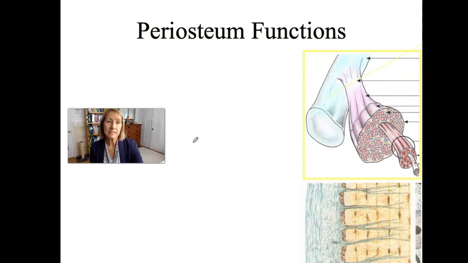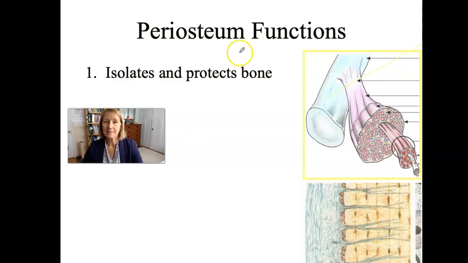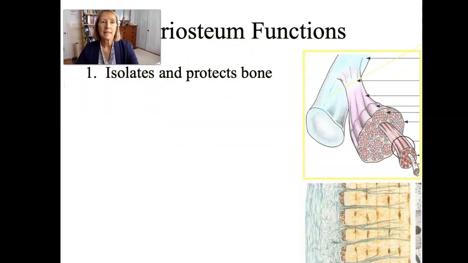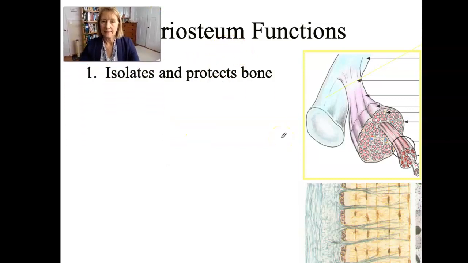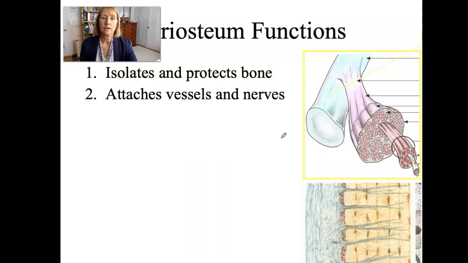The periosteum functions. We want to know, why is it there? Why do you have this very thick layer? It's going to protect the bone. It's going to isolate the bone. And it's also going to be a location of attachment to some of these vessels and nerves. So think of those vessels irrigating, and they're going to come through the periosteum and out to somewhere else. It's an anchor for that vessel.